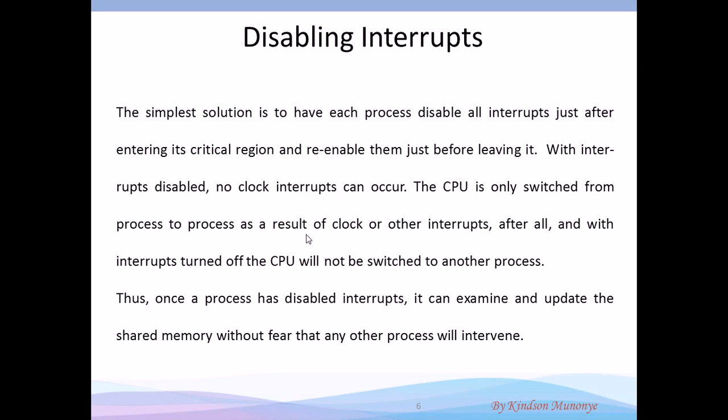After all, with interrupts turned off, the CPU will not be switched to another process. So if you disable interrupts, you ensure that the process remains there and is not interrupted until it completes. But this is a big problem, because if you disable interrupts, it means a process is telling the CPU, just sit down and relax, I have to do what I want to do. Now if the interrupt is not re-enabled and this process continues to execute forever, the system is going to crash. So disabling interrupts is not the optimal solution to handle interprocess communication.